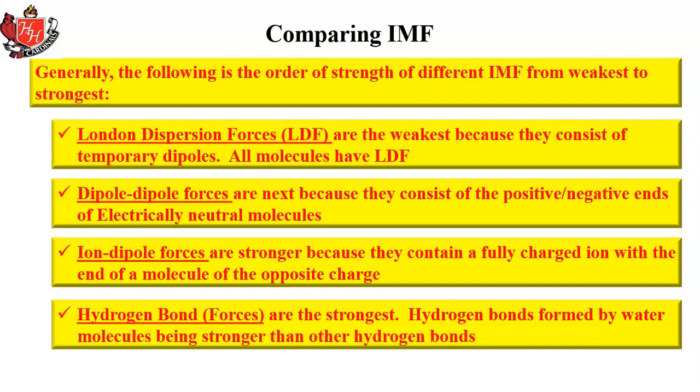Dipole-dipole forces are next because they consist of the positive and negative ends of electrically neutral molecules. Water to water would be a good example. And ion-dipole forces are stronger because they contain a fully charged ion with the end of a molecule of the opposite charge. So that would be water breaking apart a salt crystal. And finally, hydrogen bonds are generally the strongest. Hydrogen bonds formed by water molecules are stronger than other hydrogen bonds.